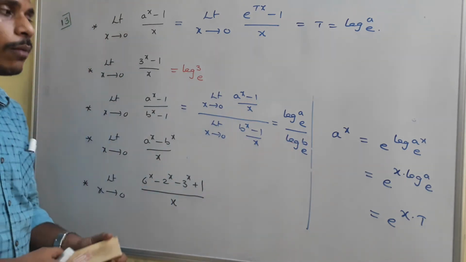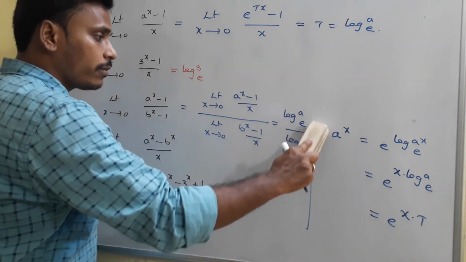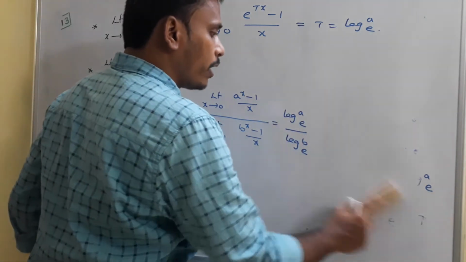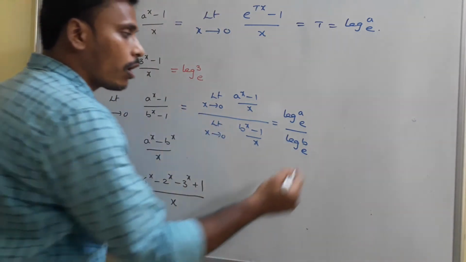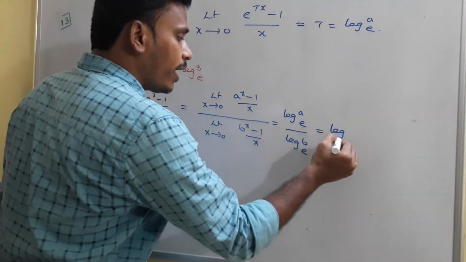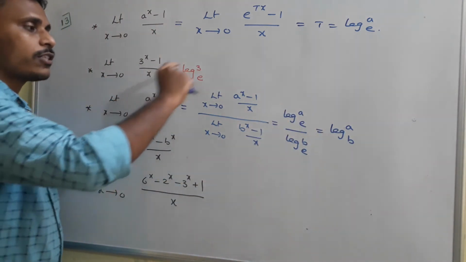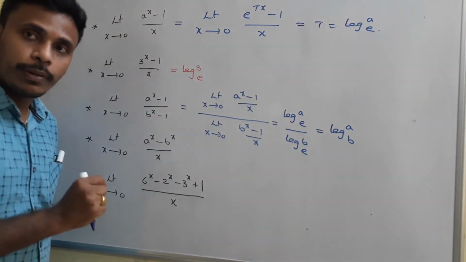So log a to the base e and log b to the base e. So log a base e divided by log b base e. Again, by the laws of logarithm, we can rewrite it as log a to the base b. So the answer for this problem is log a to the base b.